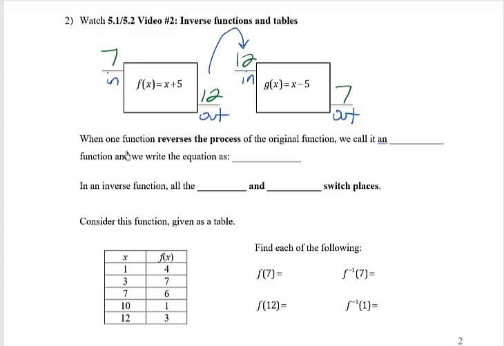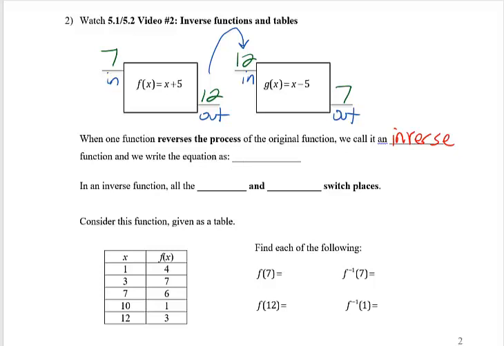Well, take a look at this definition here. When one function reverses the process of the original function, which is essentially what happened, the second guy keeps undoing what the first guy did. When one function reverses the process of the original, we call it an inverse function.